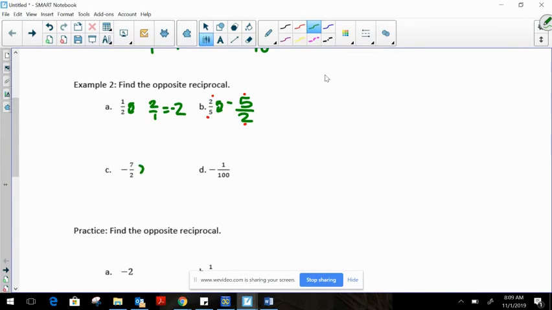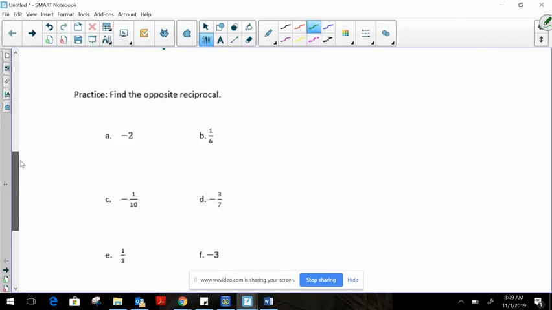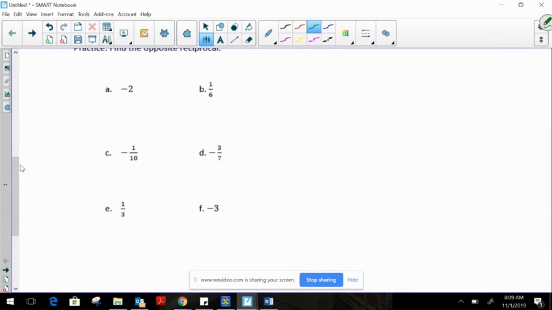All right, let's flip over 2/7. Originally it was negative, so now it's positive. All right, and the last one, flip it over, 100 over 1. We just write 100. It was negative, so now it is positive. All right, go ahead and press pause and complete these 6 problems in the practice section.